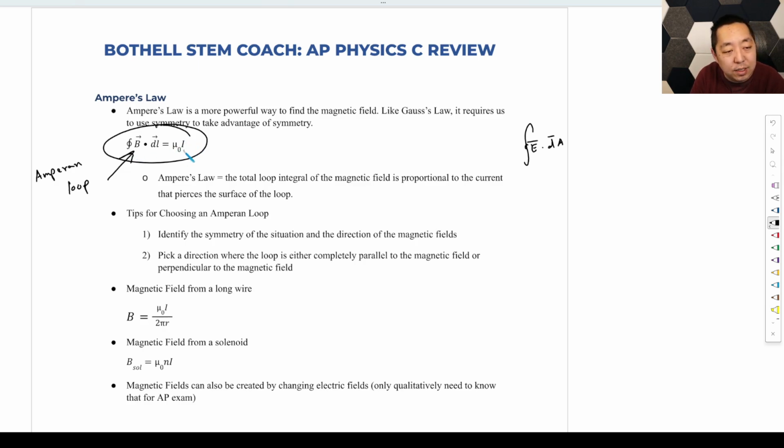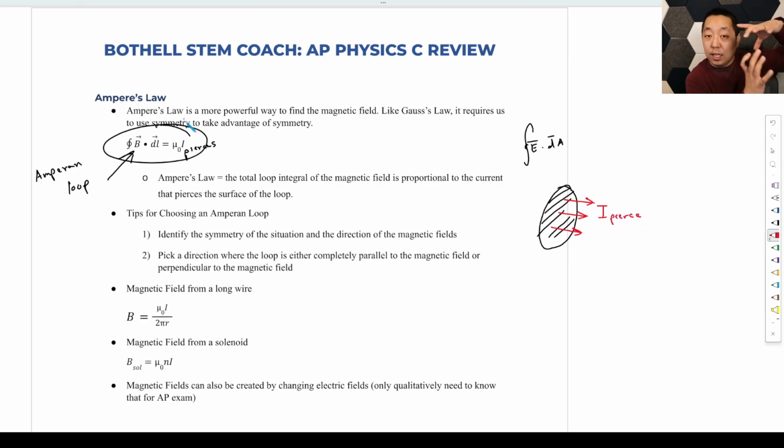I will be written as enclosed, but I tend to think of it as it pierces the surface. That means the Amperean loop creates a surface, and the I pierces is how much current is going to actually go through that surface. Okay? That's the part that goes here. So it's like you're making a loop. Okay, it's a closed loop. It's not a closed surface like Gauss's law. Gauss's law was a closed surface. This is a closed loop, and then that creates like a little surface, and then we're trying to figure out how much current is piercing through that loop there. Okay?